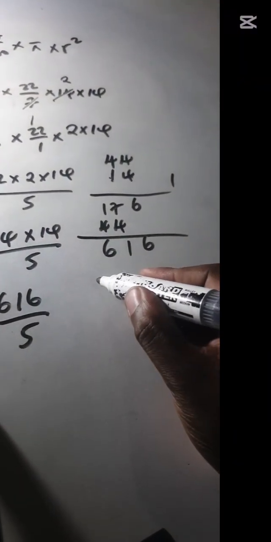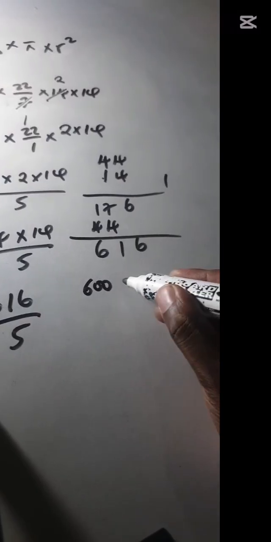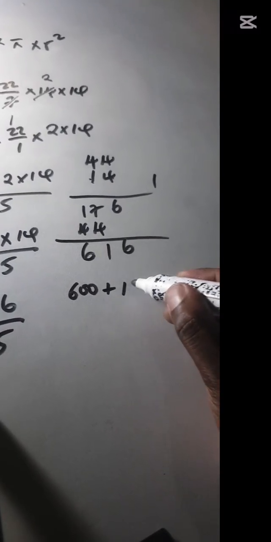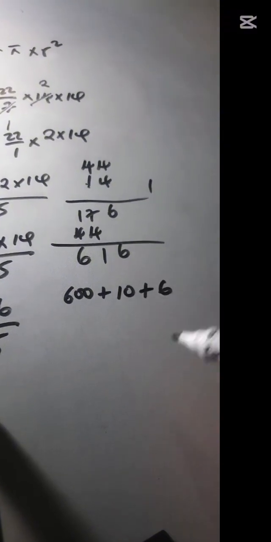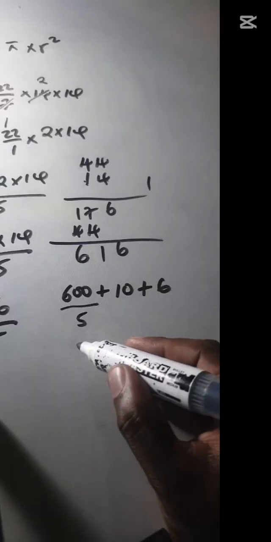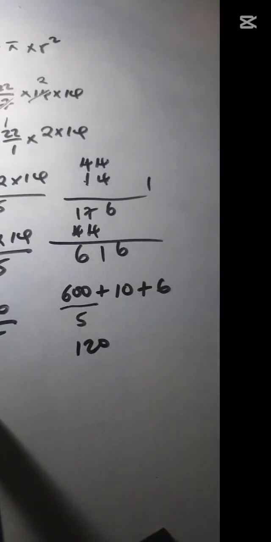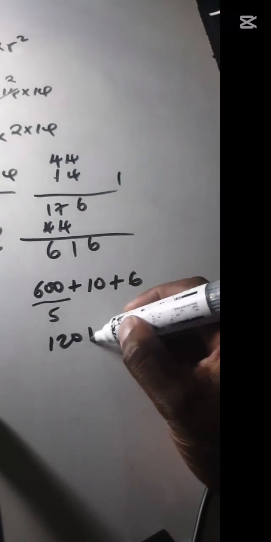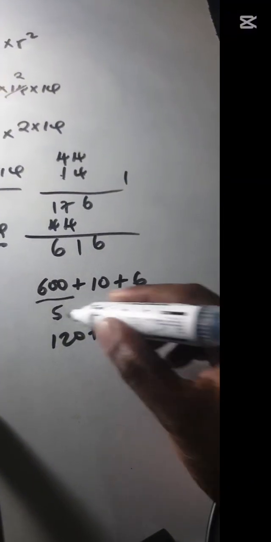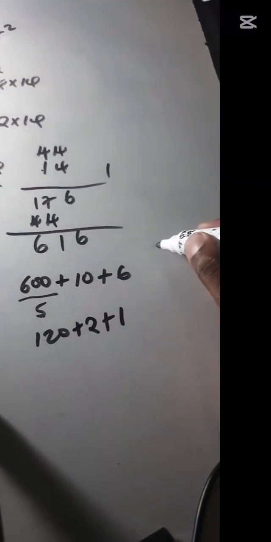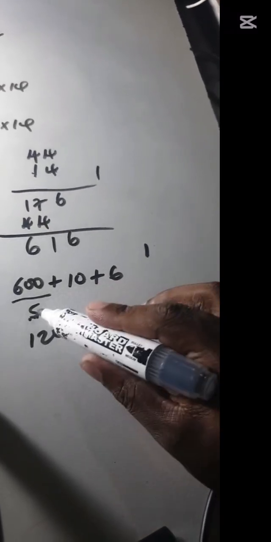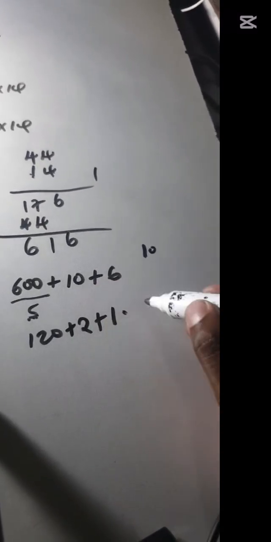So, we have 600 plus, we have 10 plus 6. So, how many 5 are in 600? They are 120, right? They are 120. Plus, how many 5 are in 10? They are 2. Plus, how many 5 are in 6? They are 1, remainder 1. So, how many 5 are in 1? It can't. How many 5 are in 10 is 2.